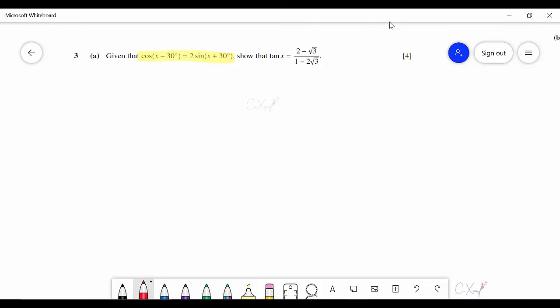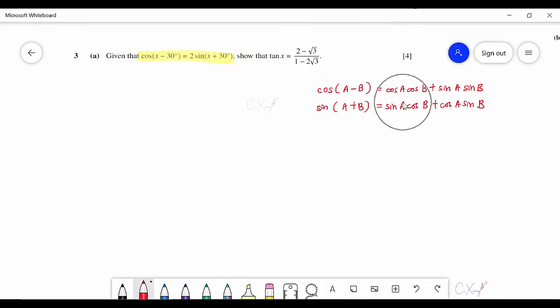So what's the compound angle formula that we need to use here? It is this one. When you have cos A minus B, when you expand it, it will be cos A cos B plus sine A sine B. You can look for the formula in the formula booklet. This is the compound angle formula. Then for sine A plus B, when you expand it, it will become sine A cos B plus cos A sine B. These two are the formulas that we are going to apply in our question.